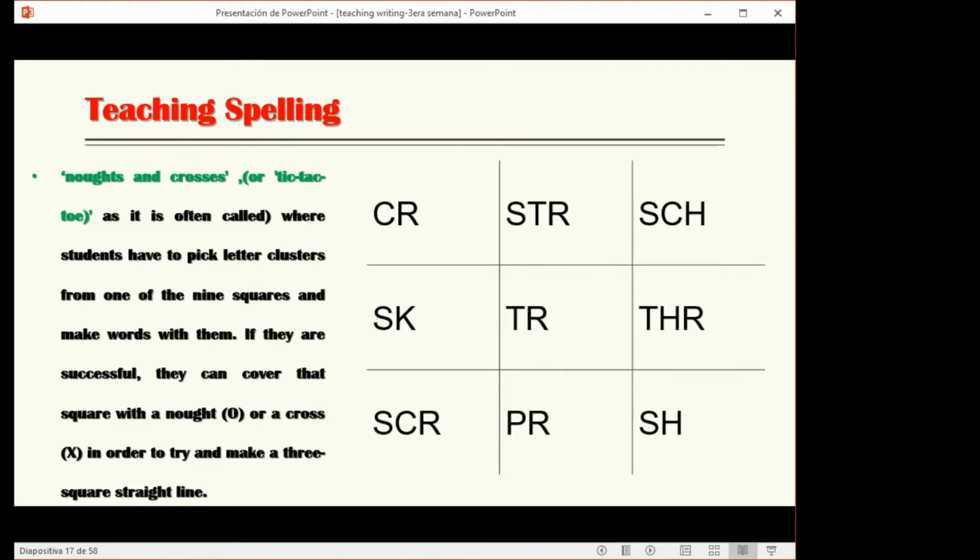And you give this card to a pair of students. So the first one starts writing. Okay, teacher. CR. Yeah, I'm going to start, for example. CR. Yeah, and the other student says, oh, yeah, it's okay. So now you made an X.